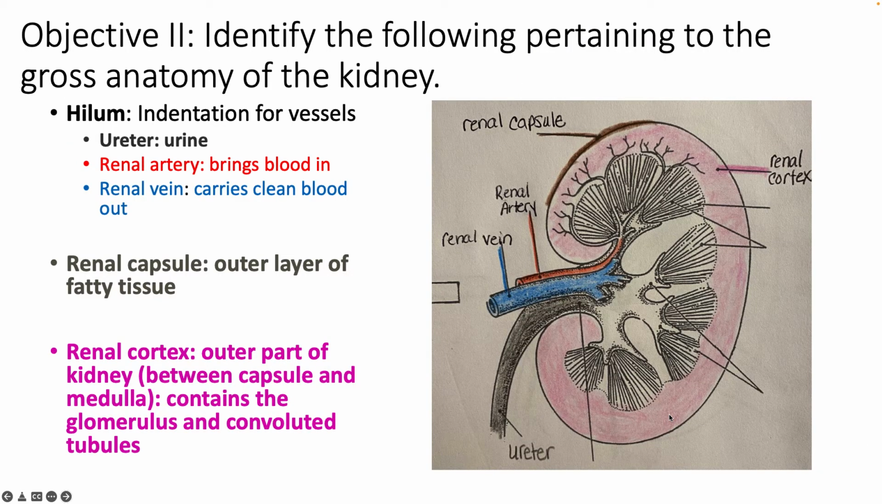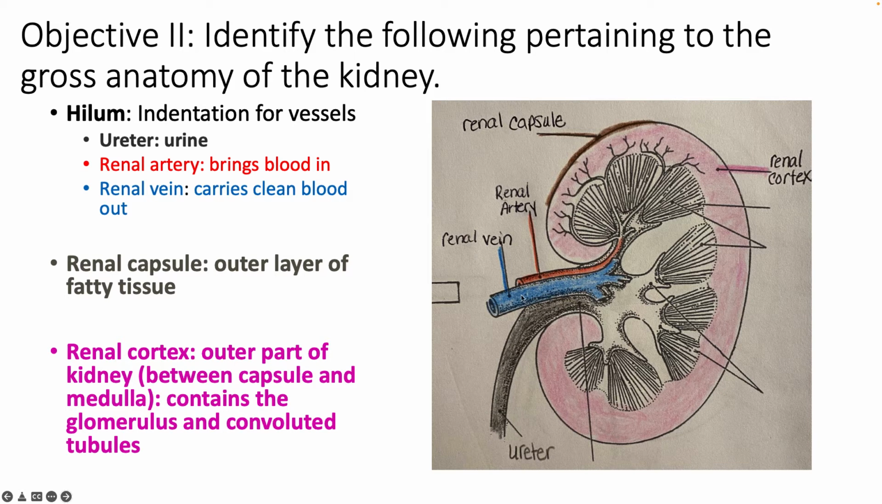Objective 2 is to identify different aspects of the kidney. And so right away you can notice this indentation inside the kidney here. And so that's everything entering and leaving the kidney. So you have your artery carrying blood into the kidney to be filtered, and then filtered blood leaving the kidney via the vein. And then all that filtrate via urine is leaving via the ureter. All right, so blood enters the kidney via the artery, blood leaves the kidney via the vein, and waste products leave the kidney via the ureter.